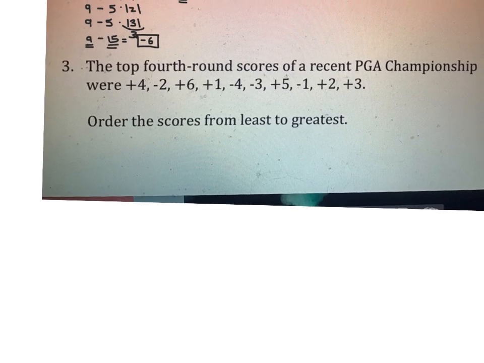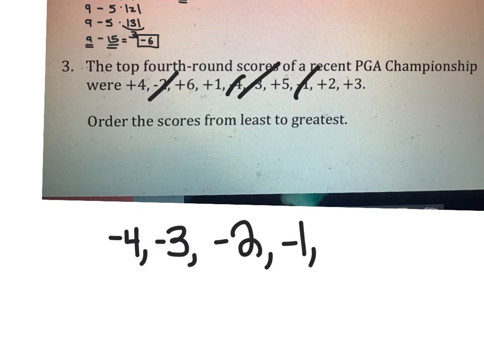So I'm going to look for my negative number. Negatives are always smaller than positives. My number that is the furthest away from 0 in the negatives is negative 4. So that's my smallest number. That's my least amount of value out of everything I have. Then I have negative 3, which is closer to 0 than negative 4. Then I have negative 2 and then negative 1. Remember, I'm going from least to greatest.